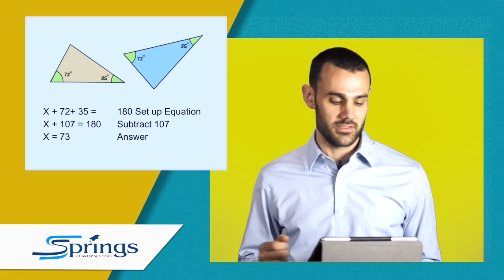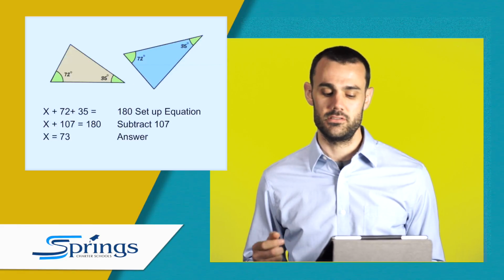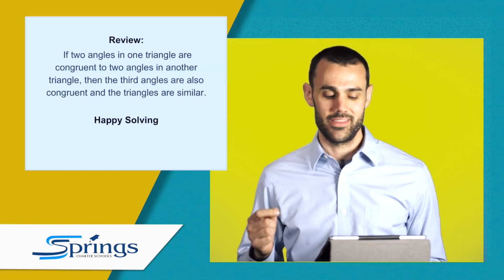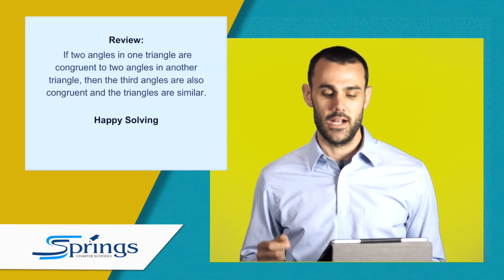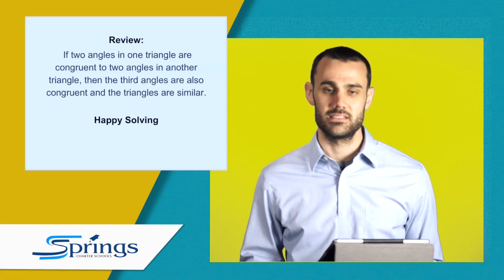In review, if two angles in one triangle are congruent to two angles in another triangle, then the third angle is also congruent, and the triangles can be classified as similar.